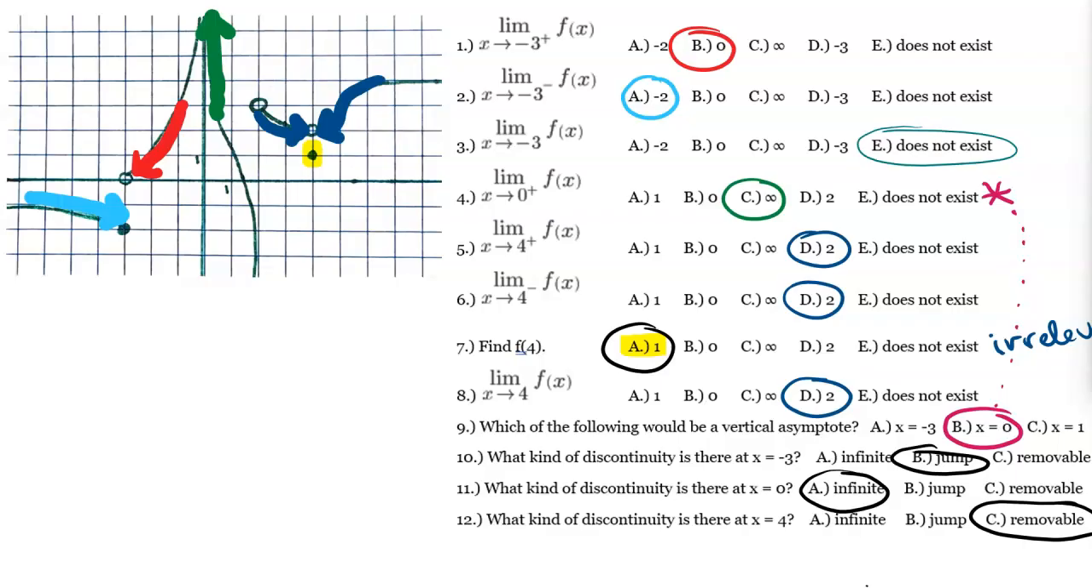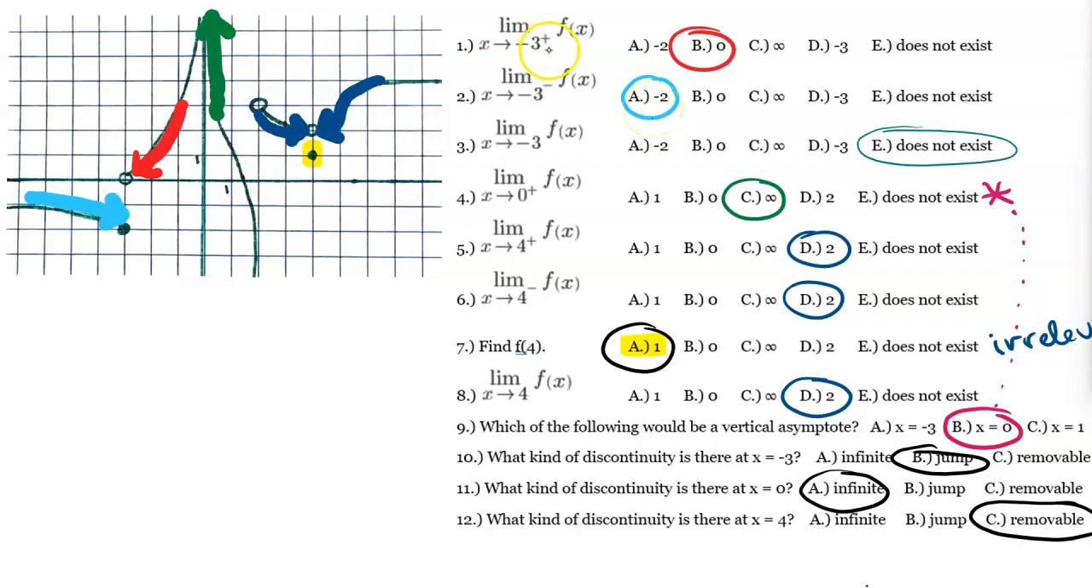So if we come over here to our graph, here's -3. Approaching from the right-hand side is going to be this red one right here. You can see that that's approaching a y value of 0. If we're approaching -3 from the left, that's this light blue one over here. Coming at -3 from the left, you can see that's approaching a y value of -2.